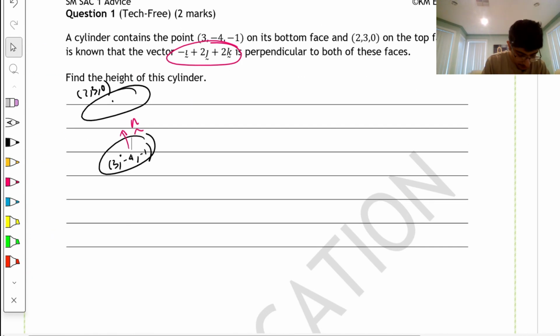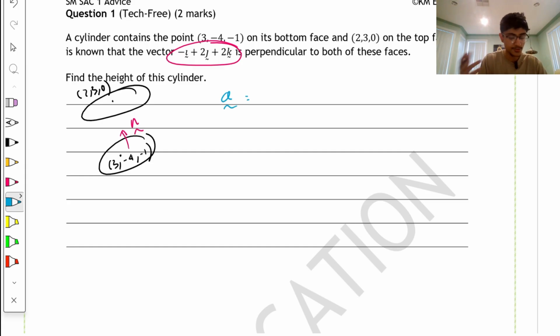So I'm going to first find my blue vector. I'm going to say A is equal to (3, -4, -1) to (2, 3, 0), which is just -i + 7j + k, right? So that's what's required to get from this point to that point. We have to subtract 1 from the i component, add 7 to the j component, and add 1 to the k component. That's how I like to think about a vector spanning 2 coordinates. Now that I've got A, I want to find the scalar resolute of this on my normal vector.